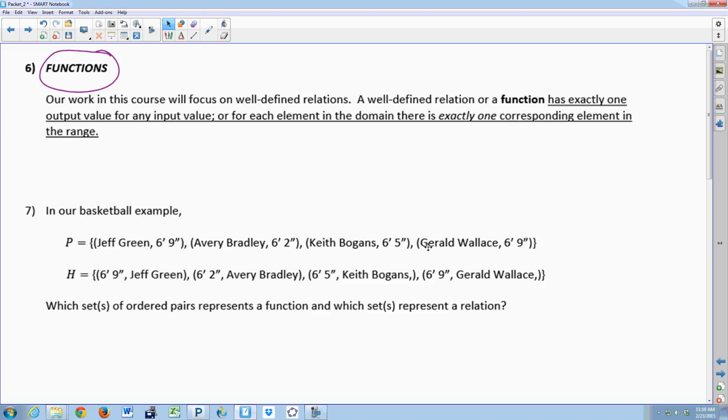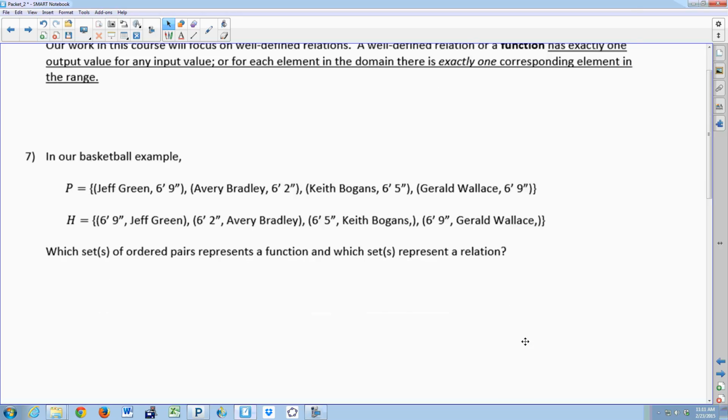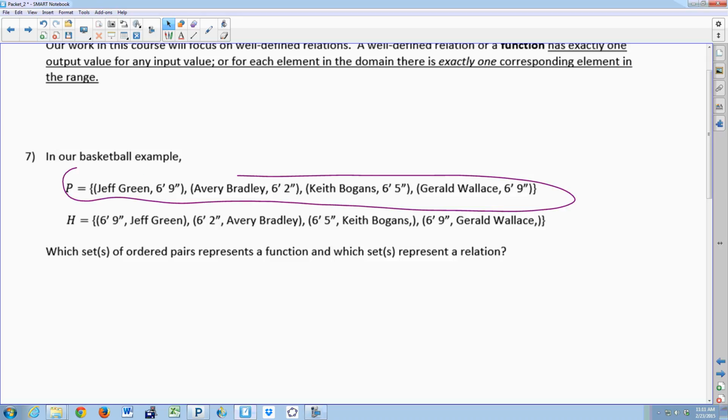Squares are a subset of rectangles. Functions would be a subset of relations. So I've let the cat out of the bag here because I've already answered 7. Which one of these sets of ordered pairs represents a function? P or H? P, right? It's the first one. We sort of already talked about that. I forgot I had written that as a question.